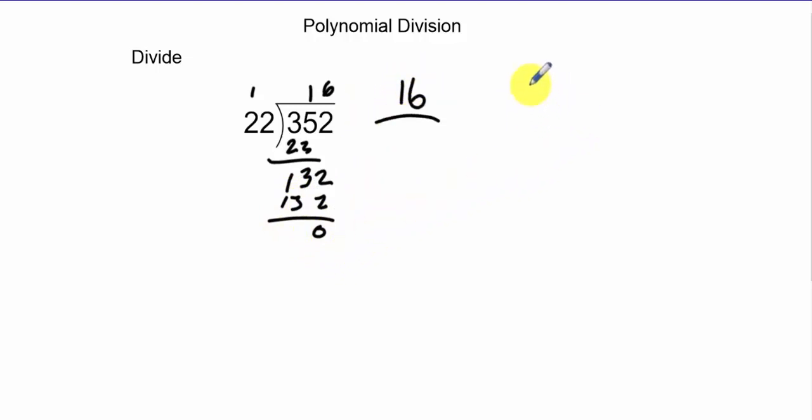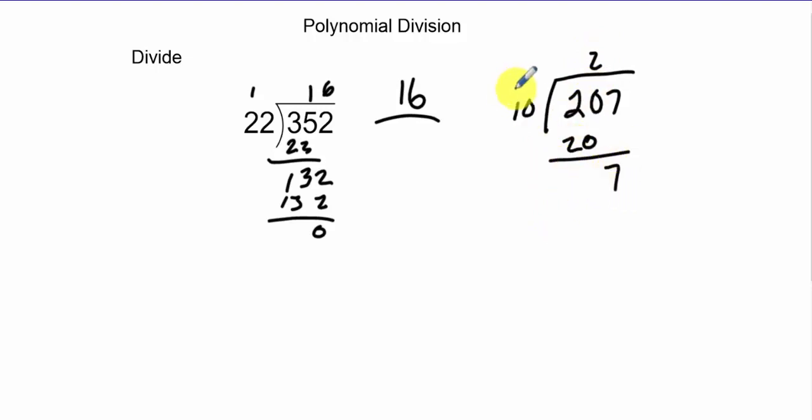Sometimes we would have a remainder. Well, let's just do a simple problem, if we will. Let's just do 207 divided by 10. Something simple as that. So we put a 2 here, and we get a 20. Bring that down, that's 0. So we have to bring down our 7. Does 10 go into 7? No, so we put a 0 there. And then we put a remainder of 7.